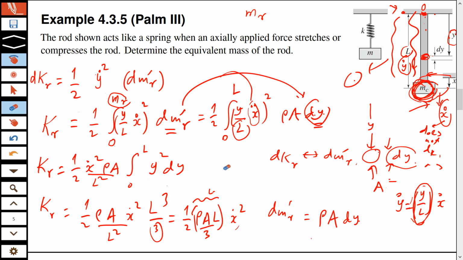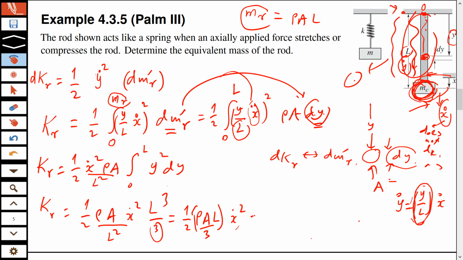But we can do something more here. If this 3 was not there, if I just write rho A L. Now what is rho? Density of the material. A times L is the volume of this whole rod. So that means that rho times A times L is the mass of the rod. So what I can do here is rewrite this formula as half x dot squared, and I simply say mr over 3 because I know this is mr. So what this gives me is that the equivalent mass of the rod is 1/3 of the total mass. Yeah, 1/3 of the total mass.